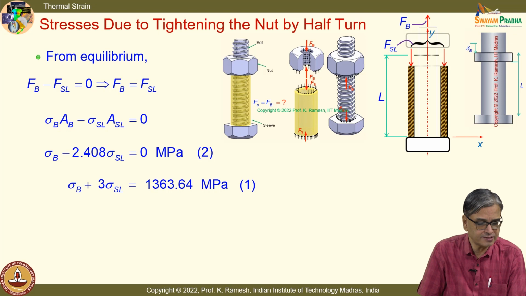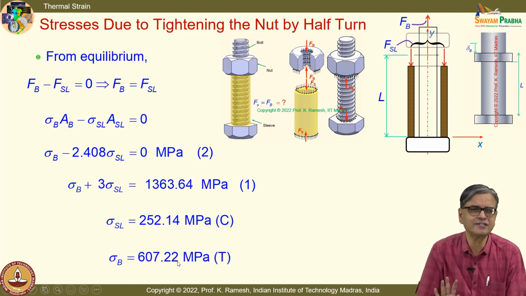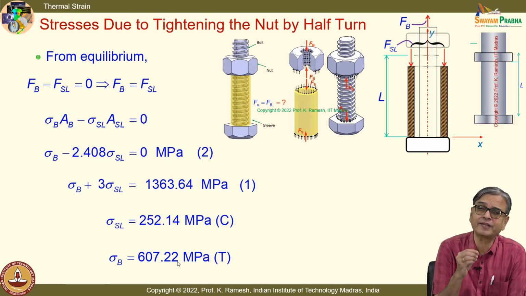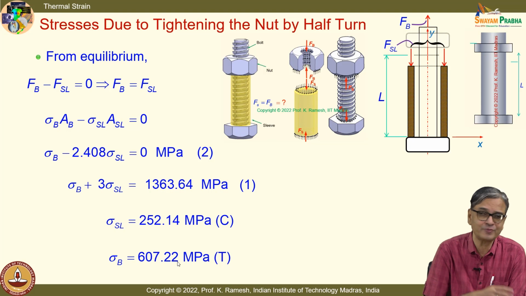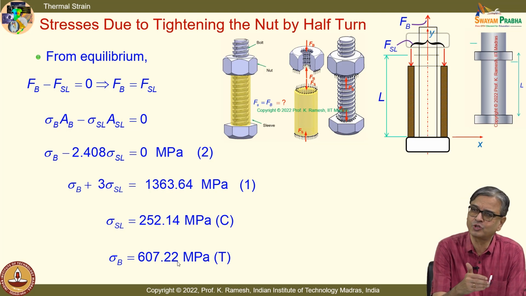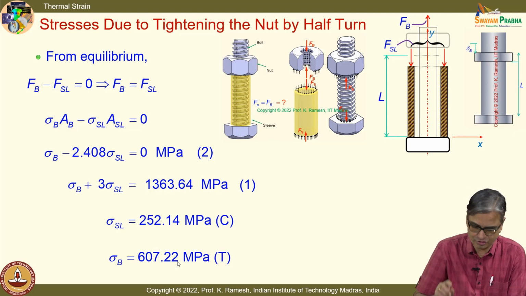And when you solve this, I get the stress on the sleeve as 252.14 MPa and on the bolt as 607.22 MPa. Fairly straightforward. This became fairly straightforward mainly because we have already spent some time on how to look at the geometric compatibility. Since we have looked at what happens when we are tightening the nut, the discussion was simple and straightforward for you. So, you generated an additional equation.